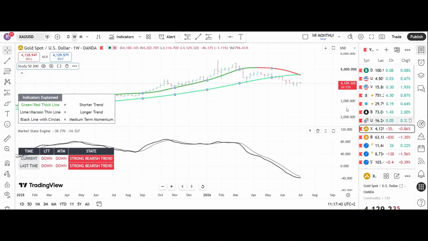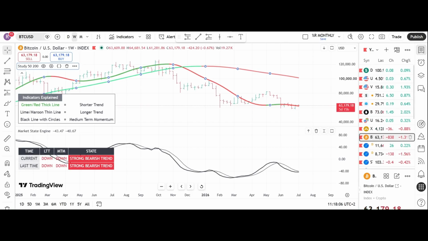Gold, we can see that the short term has just crossed the long term, but we can see that this strong bearish trend is slightly less strong on the medium-term momentum.